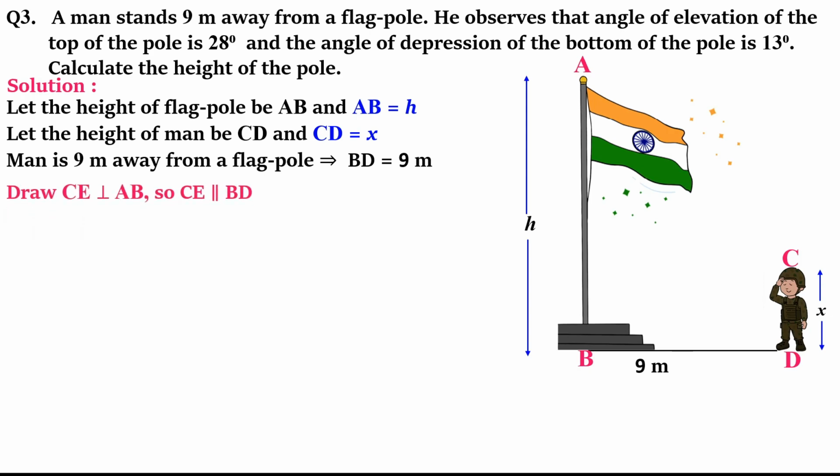Now, after all these values we are assuming, the first thing we will do is we will draw CE perpendicular to AB. There is a reason behind this, because I have to draw angle of elevation and angle of depression from the point C, because from C the man is looking at the top of the flagpole and from C the man is looking at the bottom of the flagpole. So there has to be a horizontal line. Therefore, we have made use of CE.